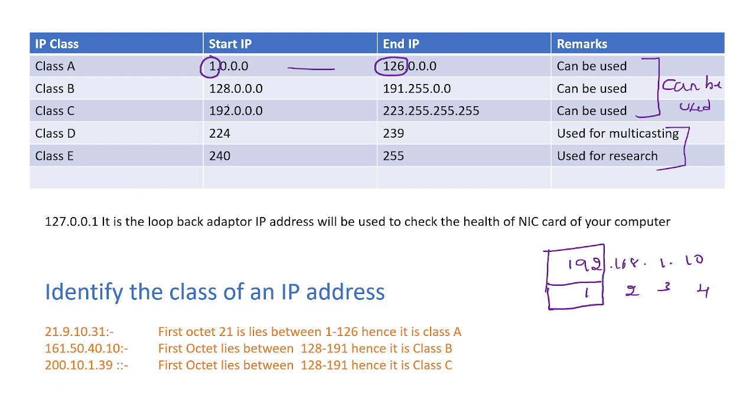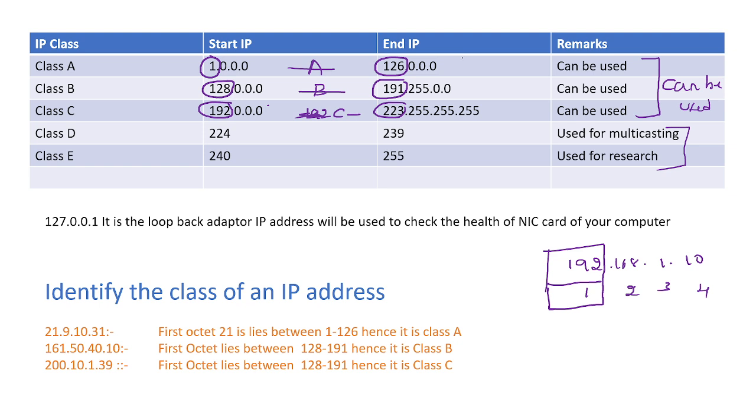Then, if you look at class B, the continuity is there. It is 128. If the number starts from 128 and varies up to 191, that is called class B. Then if the number begins with 192 up to 223, that is called class C.